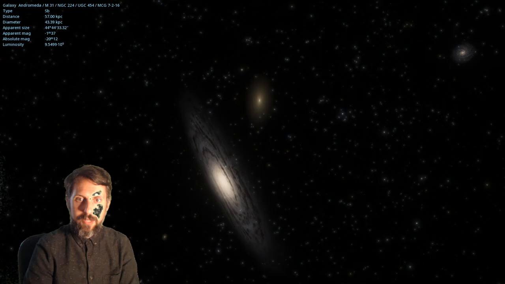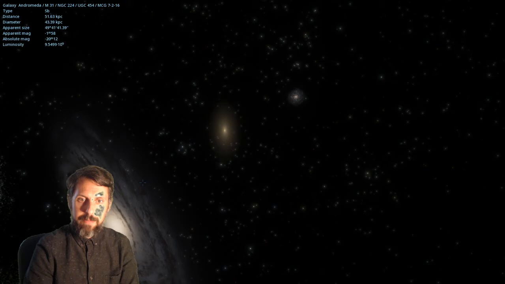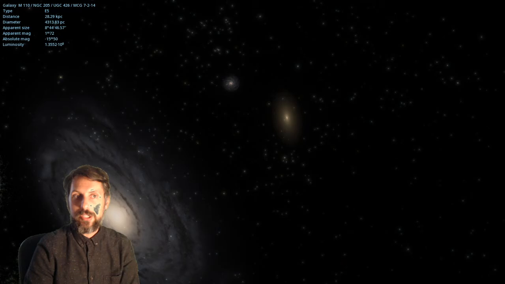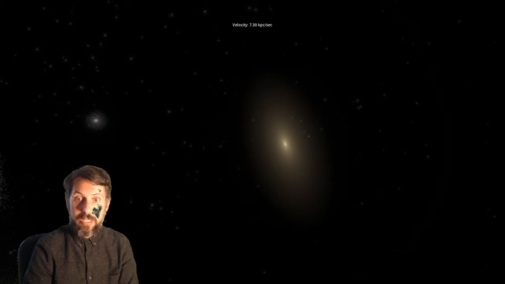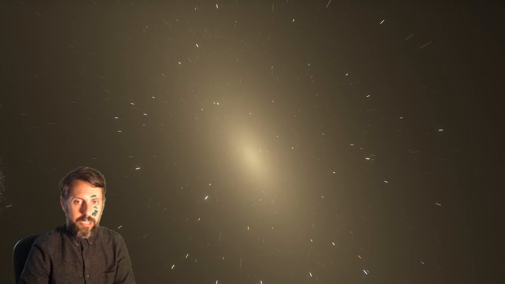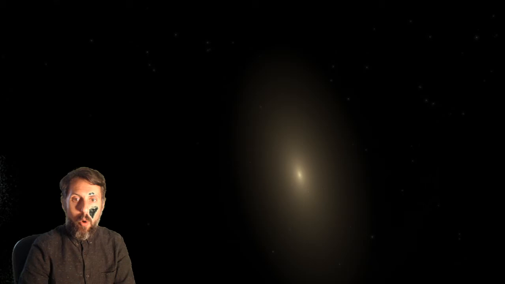Andromeda has a fun little dwarf galaxy neighbor right there, which is M110, or NGC 205, an elliptical galaxy. So it's a very different type of galaxy. It's not like the spirals we've seen, not like the Milky Way. As we fly around it, you can see just a big fuzzy blob of stars. We call that an elliptical galaxy. It's got a lot of older stars, not a lot of younger stars. It's kind of like the bulge in our own galaxy, but without the disk around it.